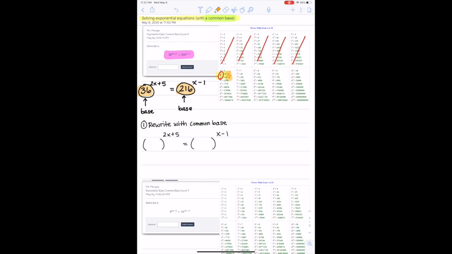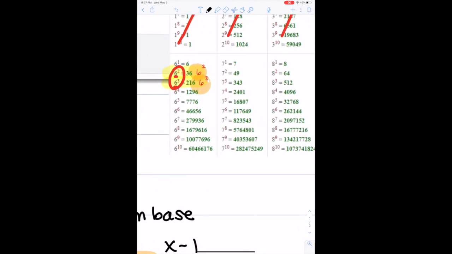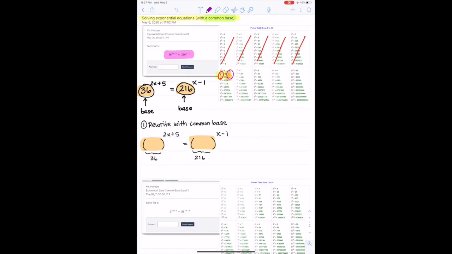Remember I said that this part was the base, and this part was also the base. So each side has a base. Before, this side said 36, and this side said 216. If I go to my table again, I see I can actually rewrite both of these bases as powers of 6, which is really going to help me. So instead of saying 36, I'm going to say 6 to the 2nd power, and instead of saying 216, I'm going to say 6 to the 3rd power.